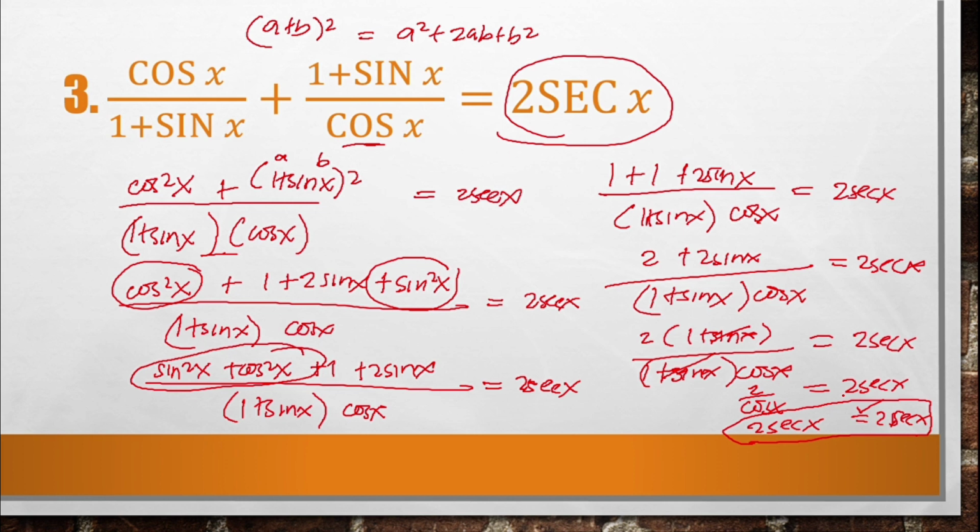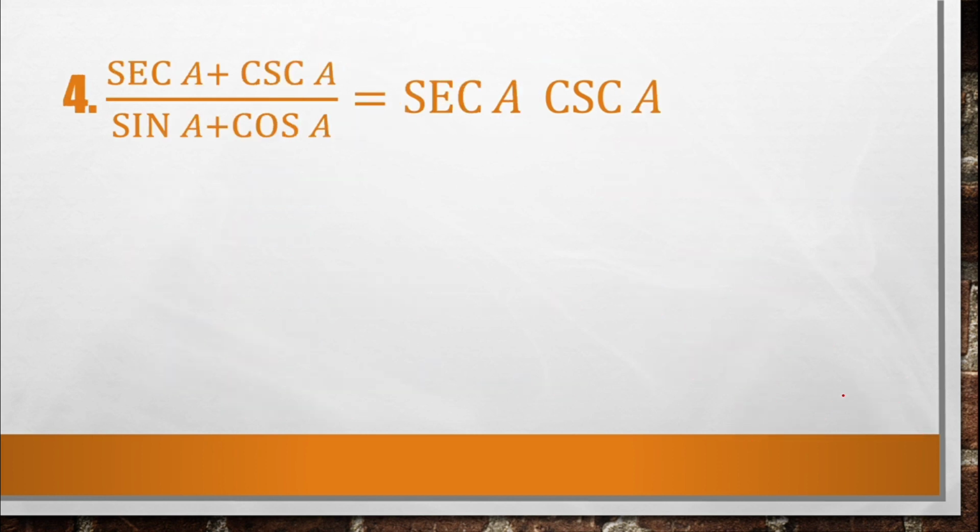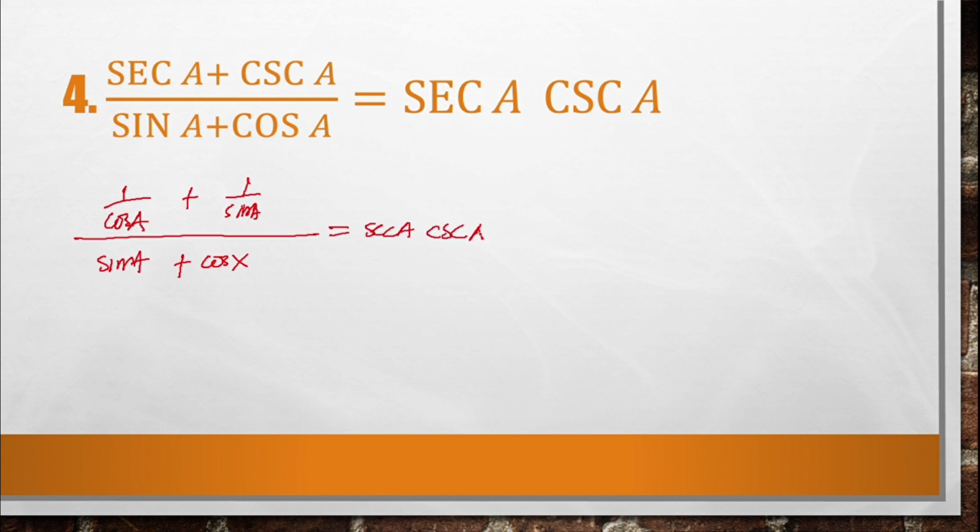So that's number 3. So number 4, we have sec a plus cosecant a over sine a plus cos a is equal to sec a cosecant a. So first, what we're going to do is rewrite all of this in the form of sine and cosine. So we have here 1 over cos a plus cosecant, which is 1 over sine a, over sine a plus cos a is equal to sec a cosecant a.